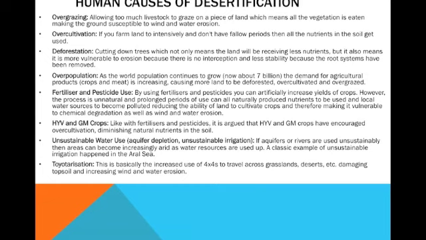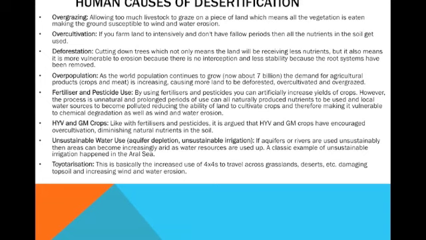Deforestation. Cutting down trees not only means the land will be receiving fewer nutrients, but also means it's more vulnerable to erosion, because there is no interception and less stability because the root systems have been removed. So there may also be an increased likelihood of landslides.